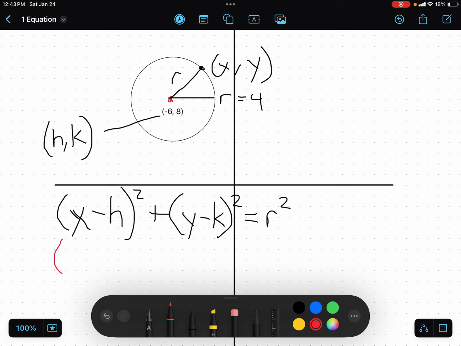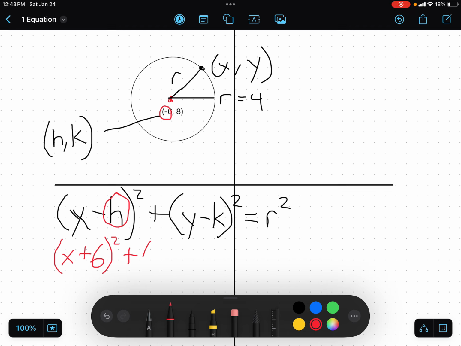Well, x is always going to be x. We are going to subtract the x coordinate of the center. So in this case, we are subtracting -6. When we subtract a negative, we get a positive. We will write that like that.